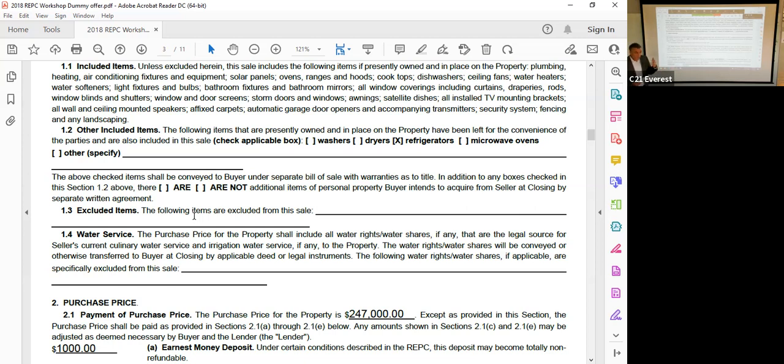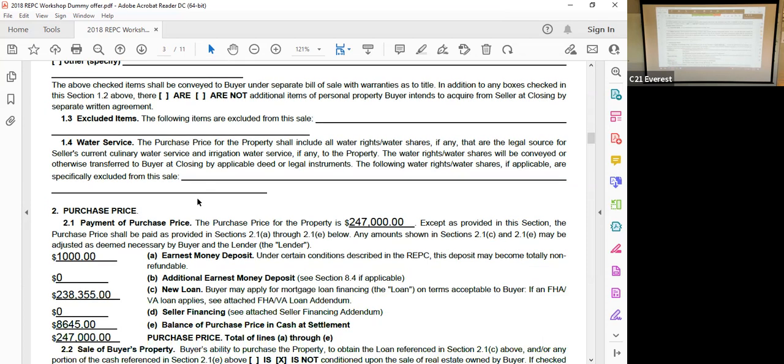If there was no fridge to begin with and they include the refrigerator, you should call and say, hey, you asked for the refrigerator, there's no refrigerator, you should talk about it. But if any of the items are not there, such as a sprinkling system, the seller doesn't then have to go put one in. All right, good. Section 1.3 talks about excluded items.